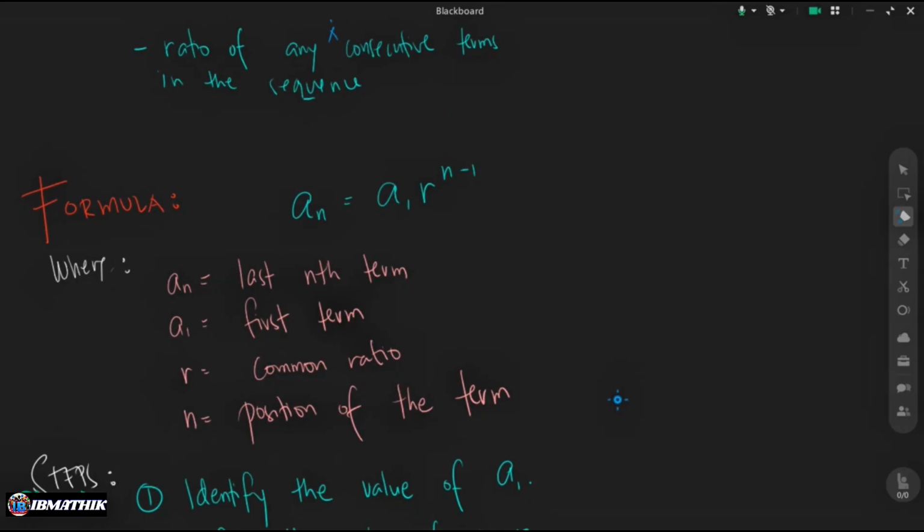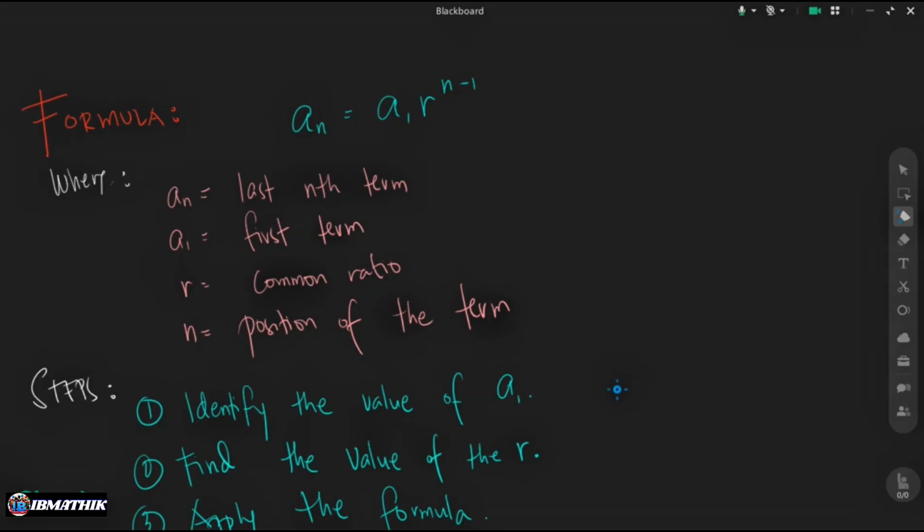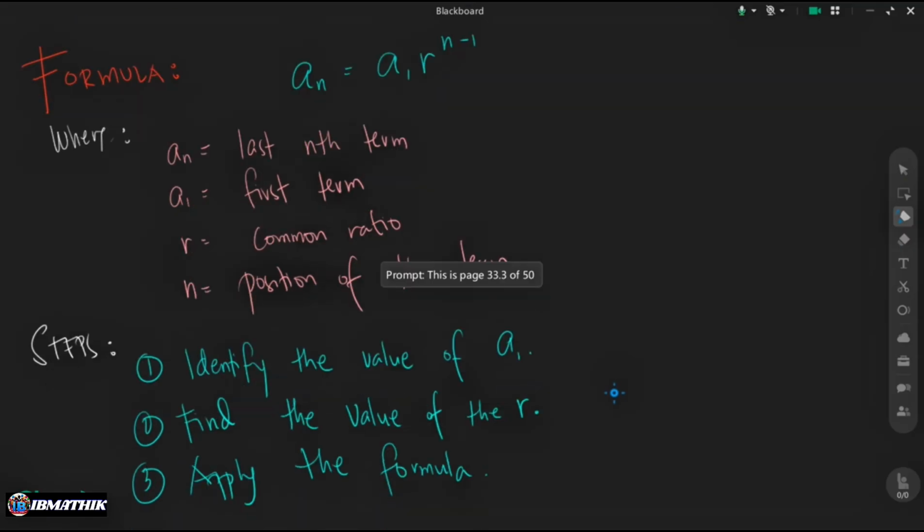The formula in calculating the nth term in a geometric sequence is: the nth term is equal to the first term multiplied by the common ratio raised to the power of the position of the term minus 1. That is the formula.